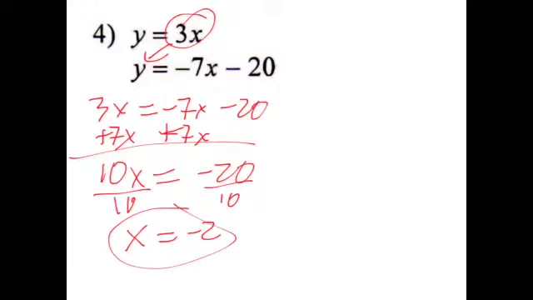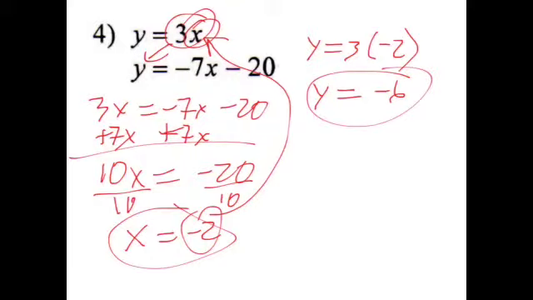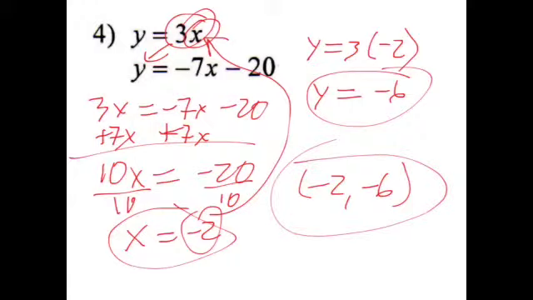So there's my first variable. I need to figure out what y is. I'm going to take this negative 2, and I'm going to plug it right into that x right there. And that'll give me y equals 3 times negative 2. Y equals negative 6. So there we go. Now we have x and y, and that gives us the point negative 2, negative 6.